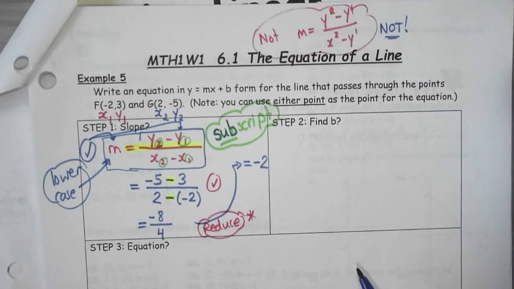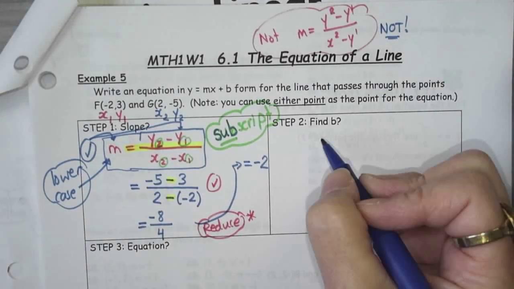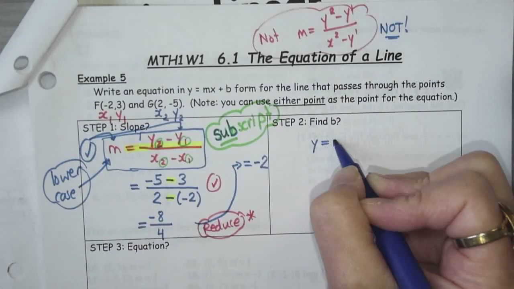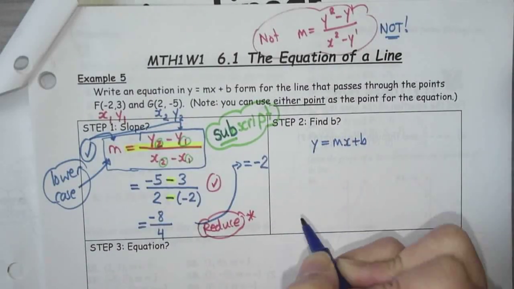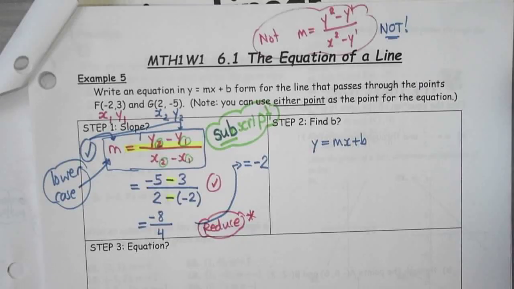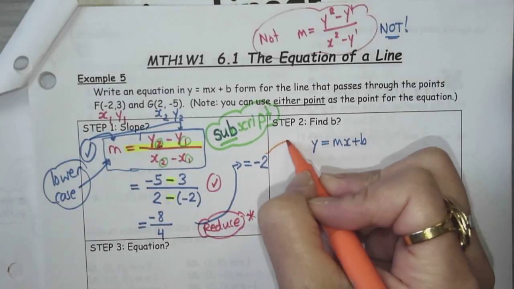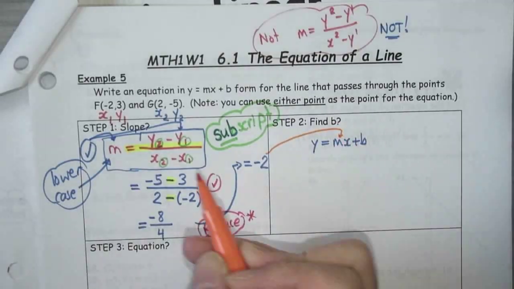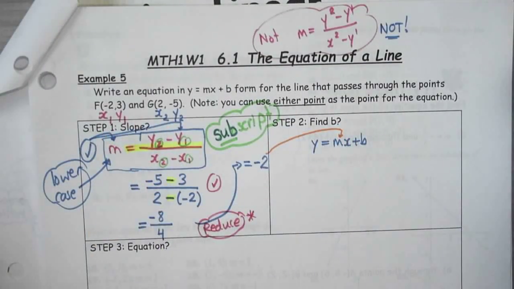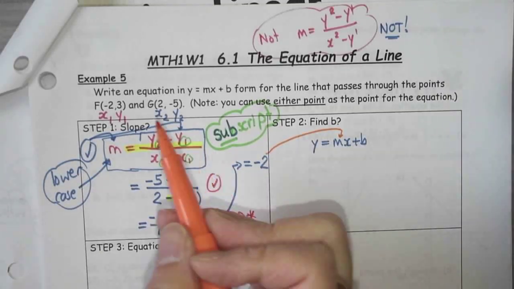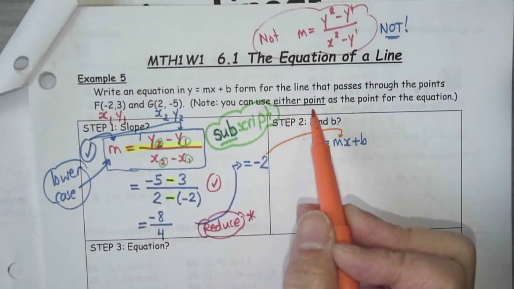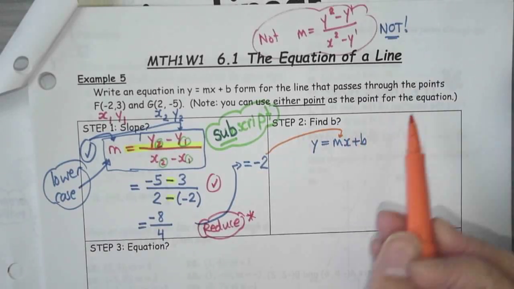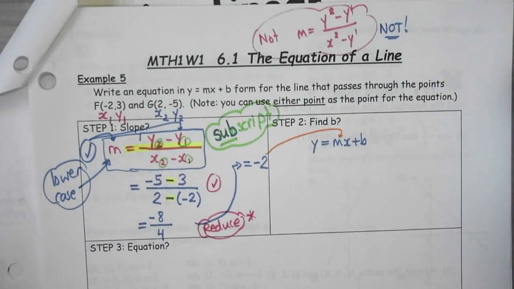Then to find b, we talked about this in the last example, I write the formula, y equals mx plus b, and we are subbing in everything that we have. So this is the slope which I just found. I have 2 points. It doesn't matter which point you use. Here I said, note you can use either point as the point for the equation. Either one, it doesn't matter which one.